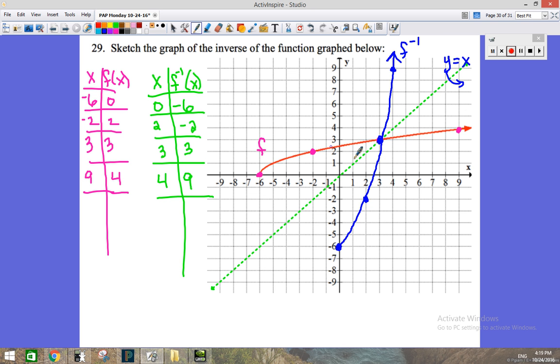And the graphs are related because we switched the domain and range. We switched all of the x and y values. So I'm going to stop there and do the rest on the next video, because I think I went a little bit longer than what I thought I would.